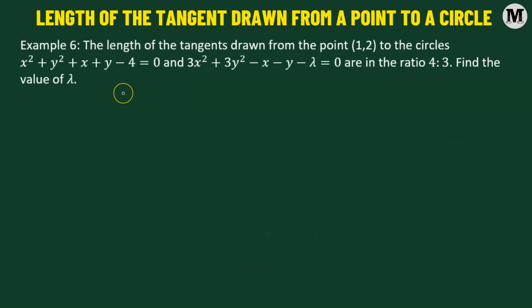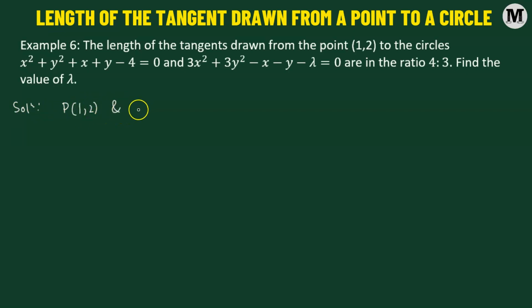Problem number 6. The lengths of the tangents drawn from the point 1, 2 to the two circles, whose equations are given to us, are in the ratio 4:3. We need to find the value of lambda. Let us begin. So here we have the point. Let's call the point P with coordinates 1, 2.